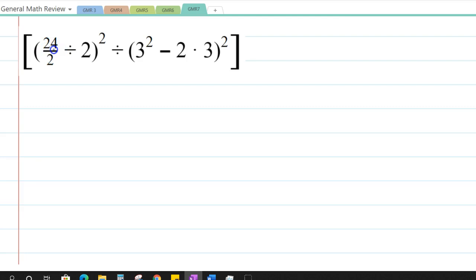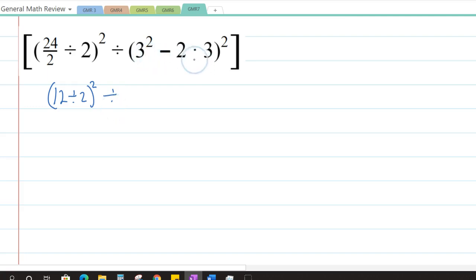Here, they gave us the brackets, but the brackets cover everything, so they're not actually needed. Inside the parentheses, I have 2 division problems. So I'm going to move from left to right, and we'll keep rewriting this problem to make it neat. 24 divided by 2 is 12. I still have the divided by 2, and all of that is still inside the parentheses because I didn't finish. I still have the division sign, nothing changed there.